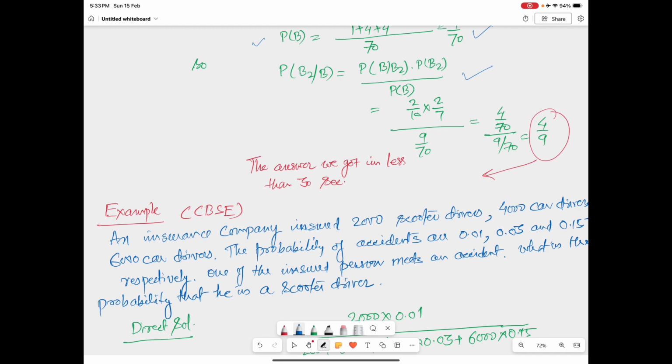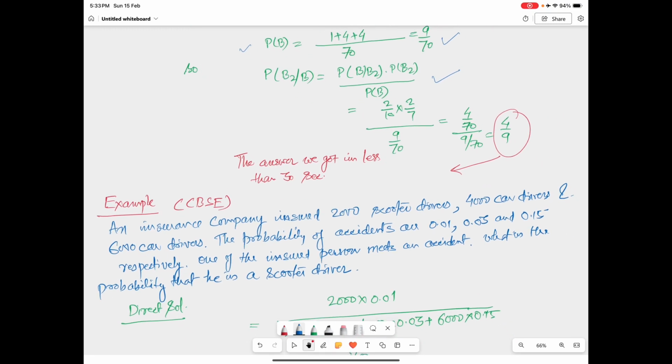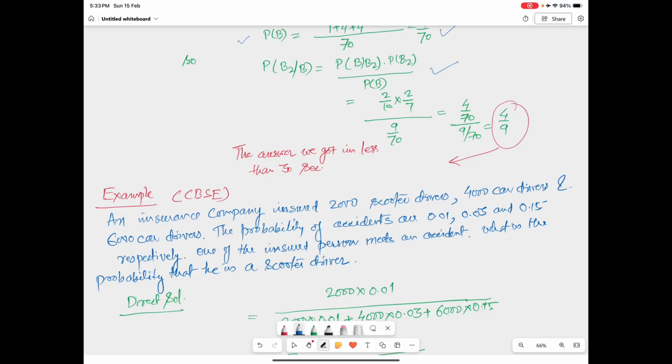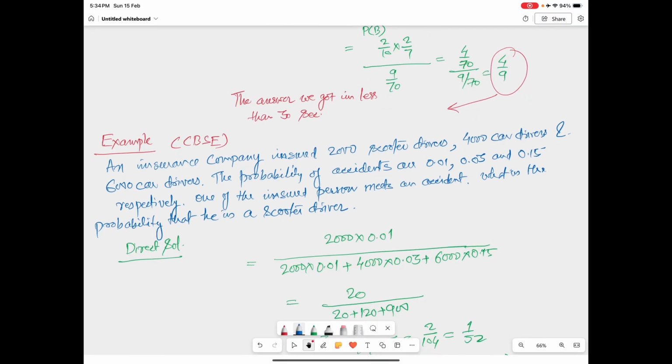This way you can get the answer in less than 30 seconds, which may be very useful in competitive exams if this kind of question comes in JEE Mains. So you can directly calculate and write the answer. I will come to another example which is given in the class 12 CBSE book.